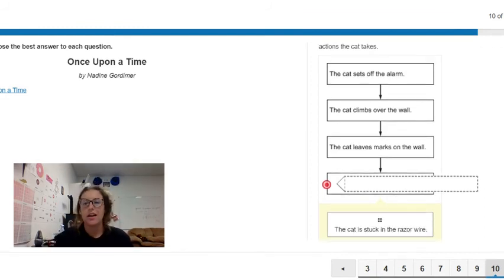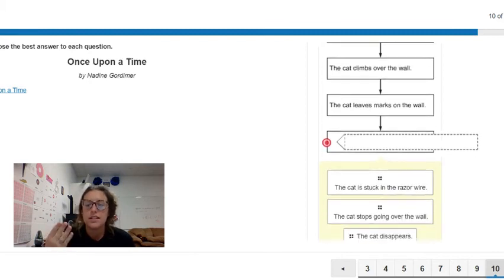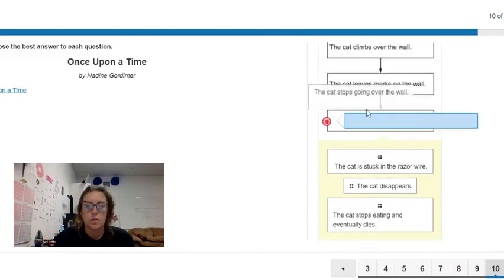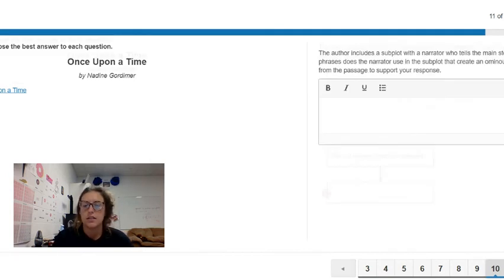All right, so number 1, cat sets off the alarm. Number 2, cat climbs over the wall. Number 3, cat leaves a mark on the wall. Then what does the cat do? This is just pure knowledge of the story. The cat stops going over the wall. A little bit of common sense, but other things could have happened, right? It's a fairy tale, but eventually, ultimately, right, the cat stopped going over the wall.